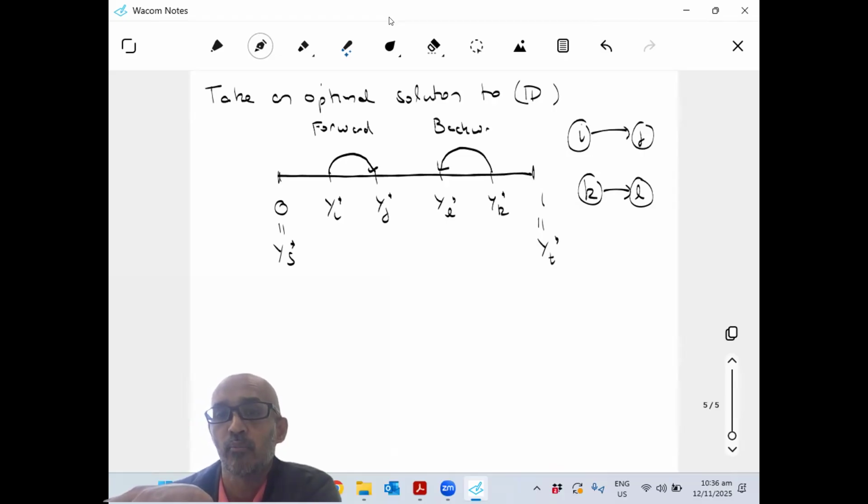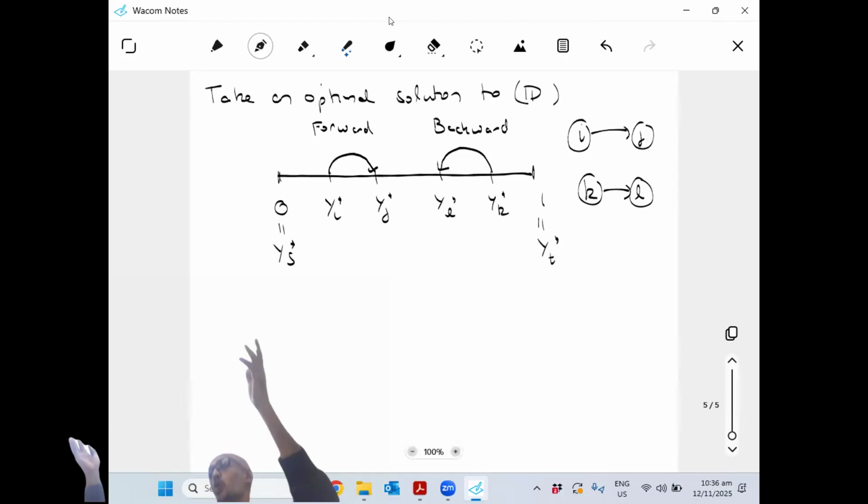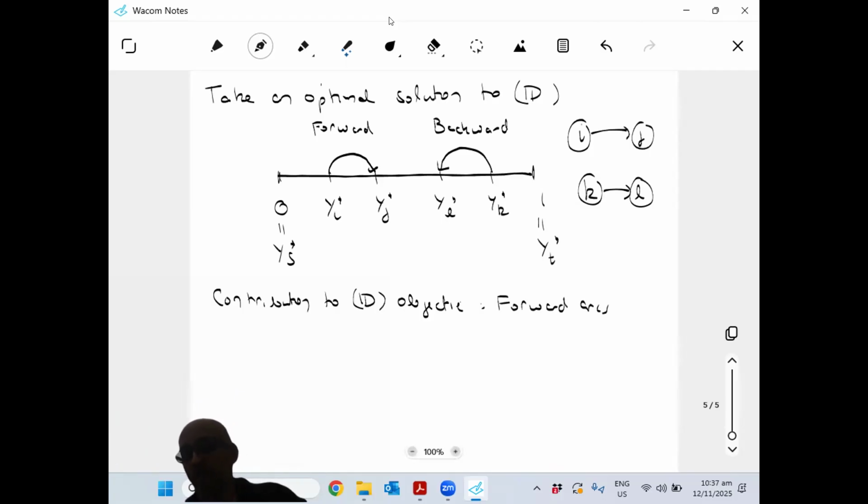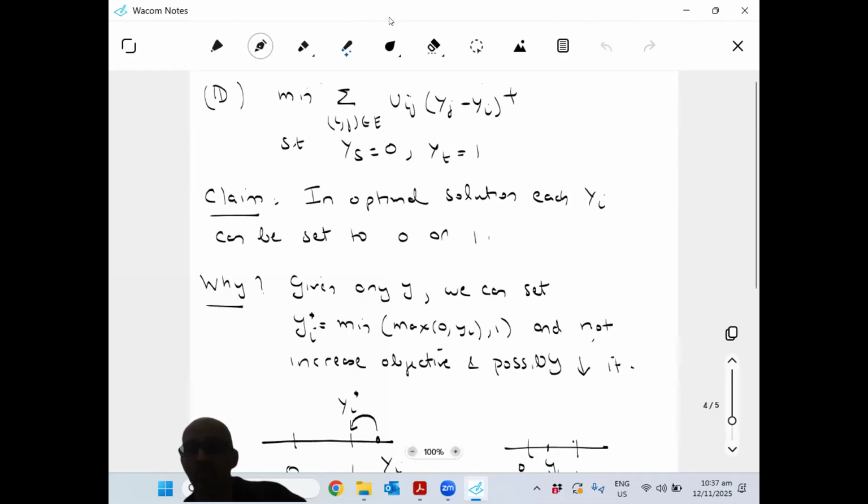Based on the dual variables, I just create this graph. My contribution to my dual objective is only from my forward arcs. Why? Because my contribution is from yj minus yi, positive part, yk minus, in this case, because yk is exceeding yl, essentially you think about these as edges going from i to j.